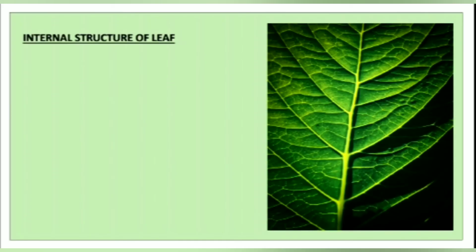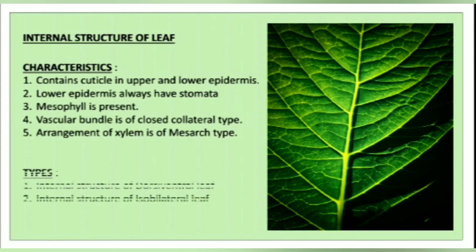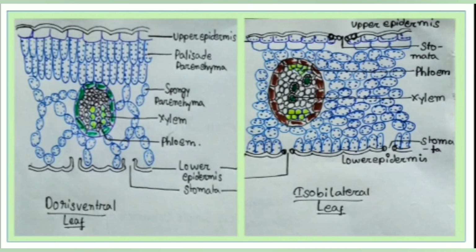Now the leaf. The leaf contains cuticle in the upper and lower epidermis. The lower epidermis always has stomata. The mesophyll tissue is present. The vascular bundle is of closed collateral type, and the arrangement of xylem is of mesarch type. We will discuss it in dorsiventral and isobilateral leaf. The structure of the dorsiventral leaf and the isobilateral leaf.